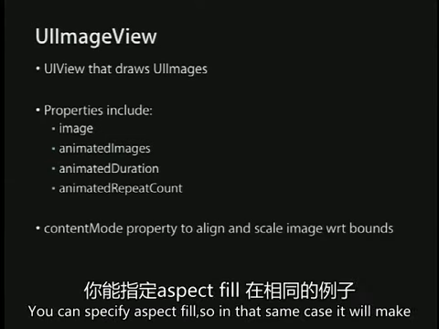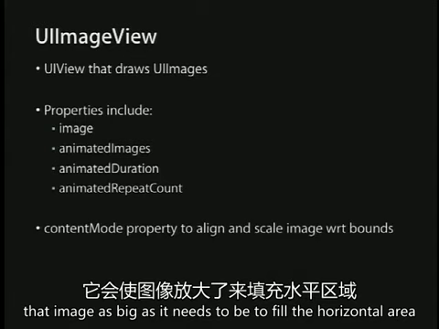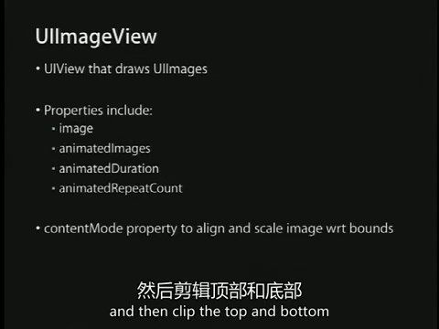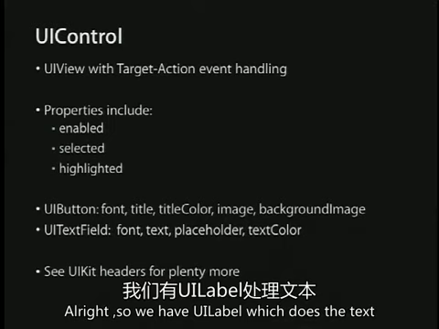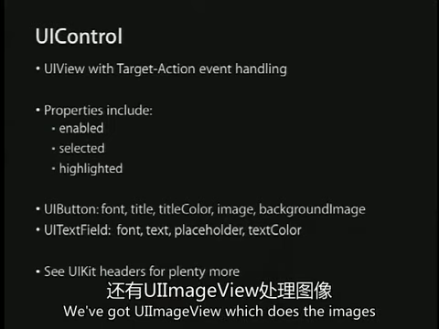You can specify aspect fill. So in that same case, it'll make that image as big as it needs to be to fill the horizontal area and then clip the top and bottom. All right, so we have UI label, which does the text. We've got UI image view, which does the images.